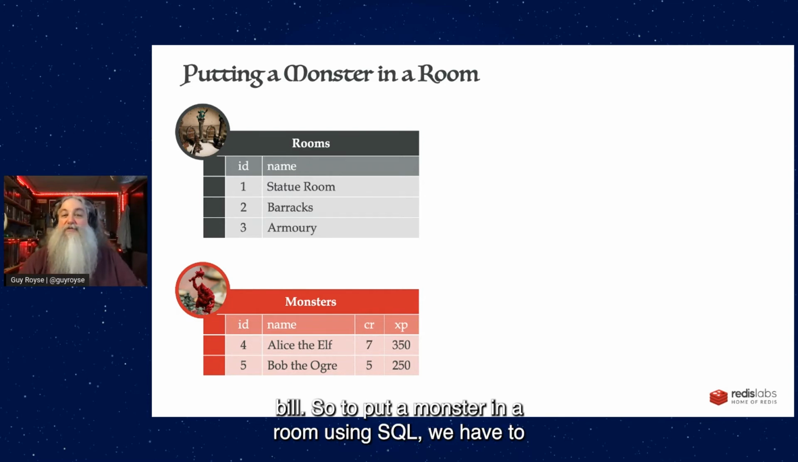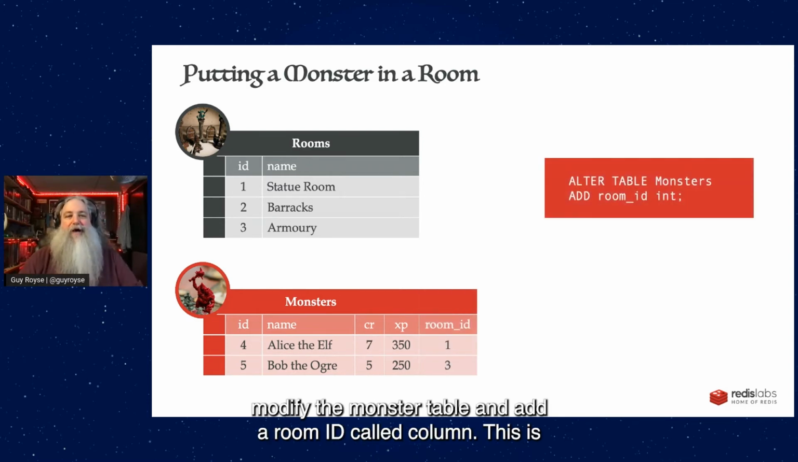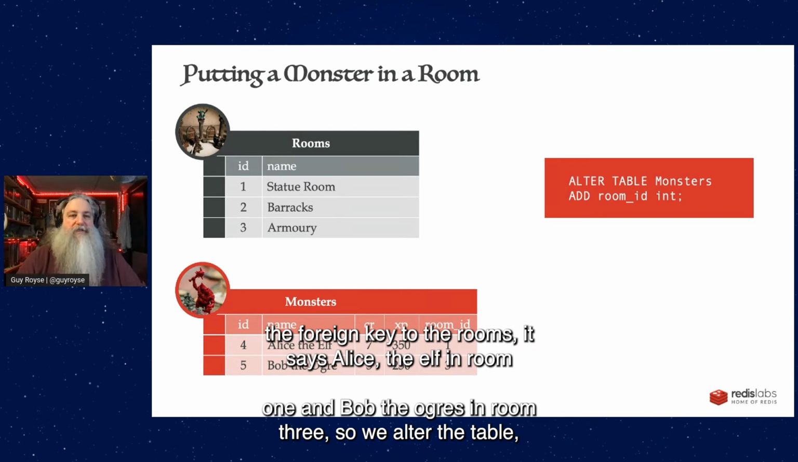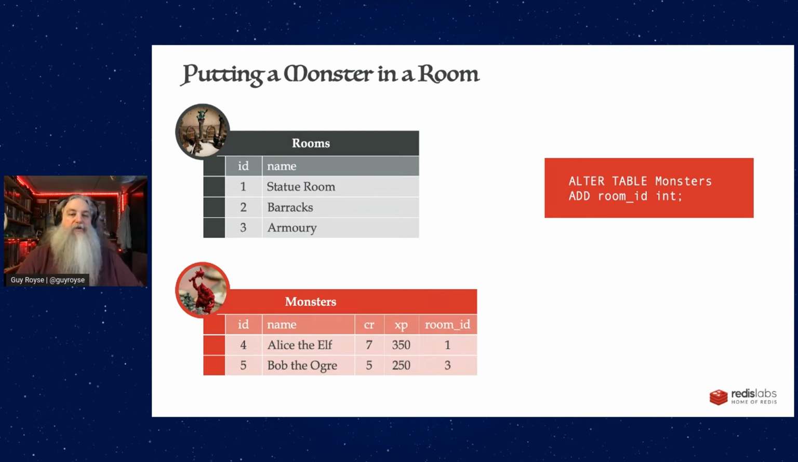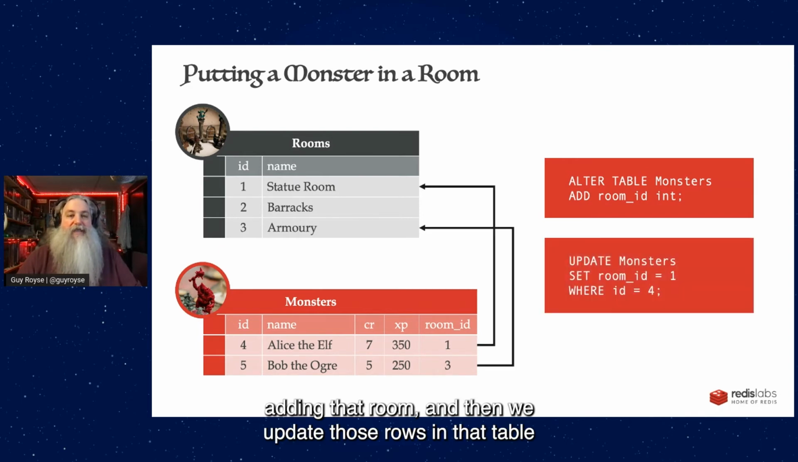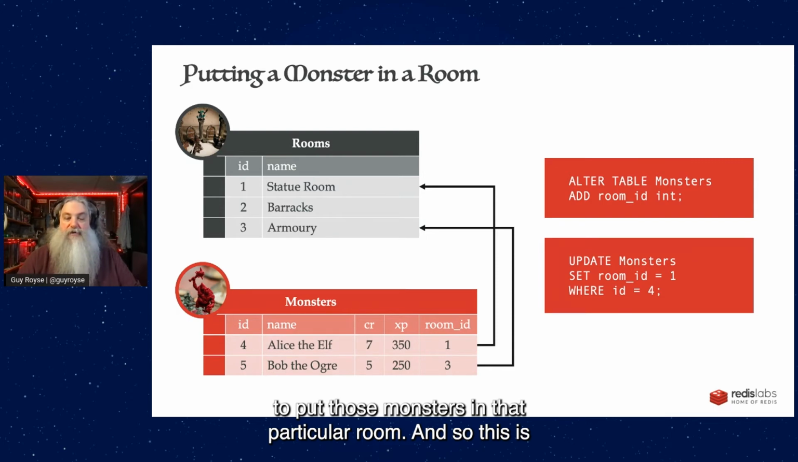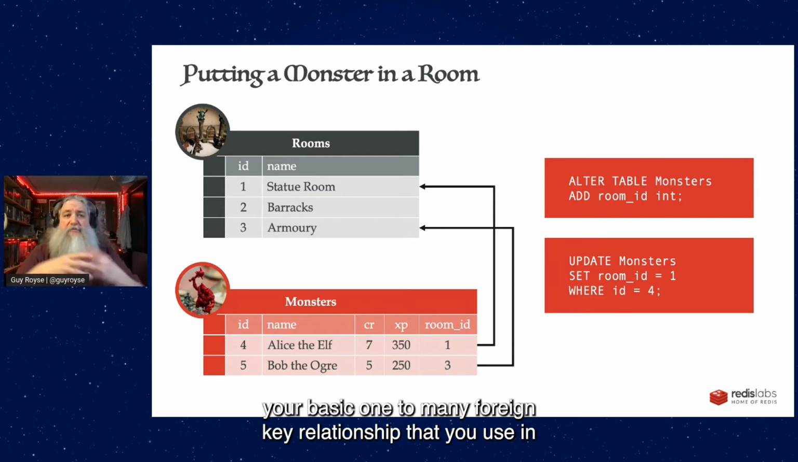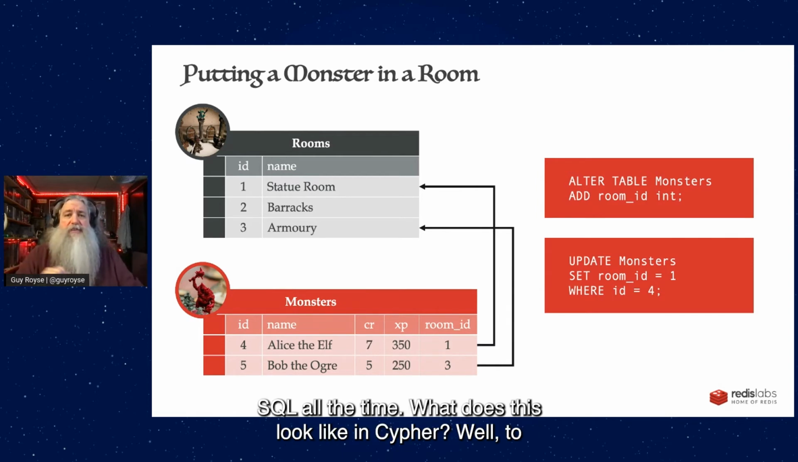So to put a monster in a room using SQL, we have to modify the monster table and add a room ID column. This is the foreign key to the rooms. It says Alice the elf is in room 1 and Bob the ogre is in room 3. So we alter the table, adding that room, and then we update those rows in that table to put those monsters in a particular room. And so this is your basic one-to-many foreign key relationship that you use in SQL all the time.